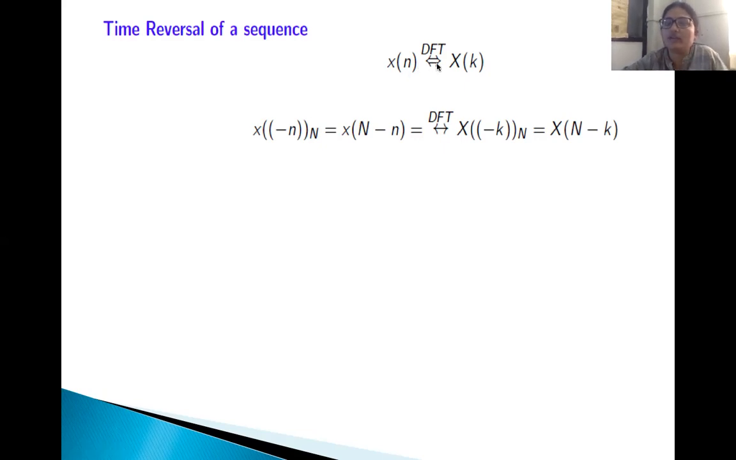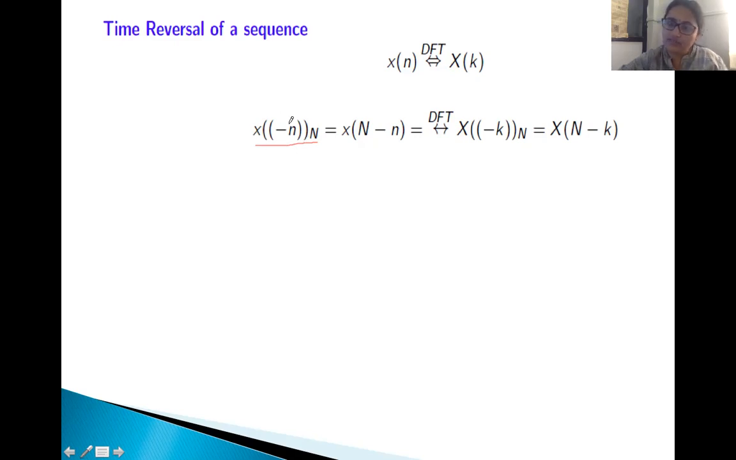For this, let us start with the definition of this property. If we apply DFT to x of n, it gives the x of k sequence. If I reverse the sequence in the time domain, x of minus n modulo N, it represents that the sequence is reversed. This minus sign represents that the sequence is folded or reversed.